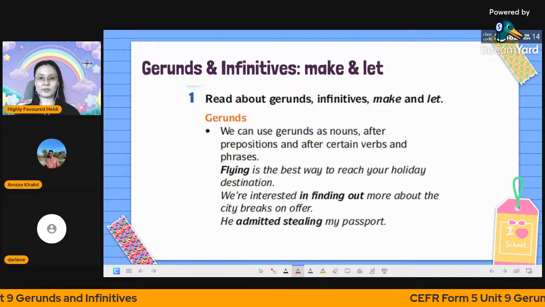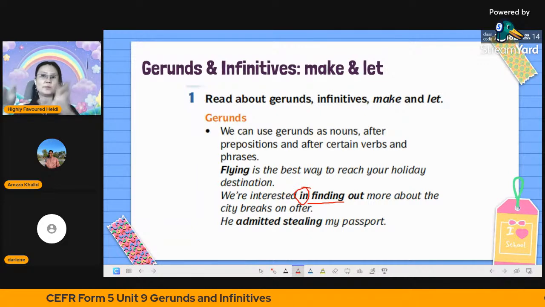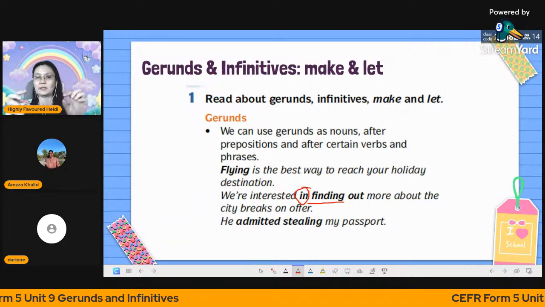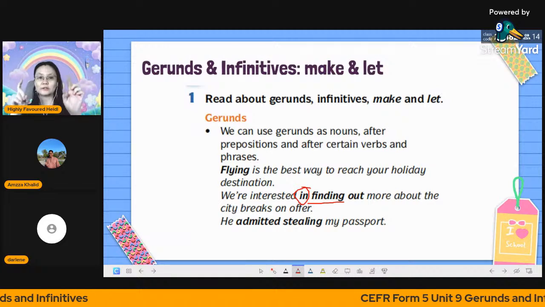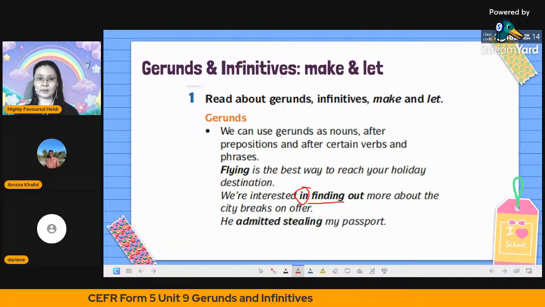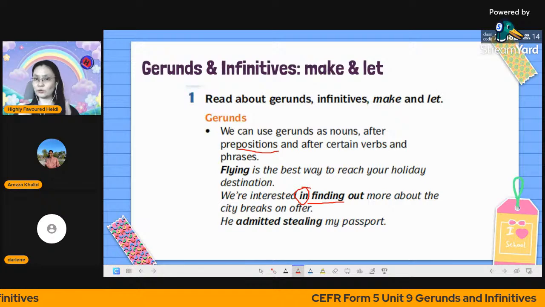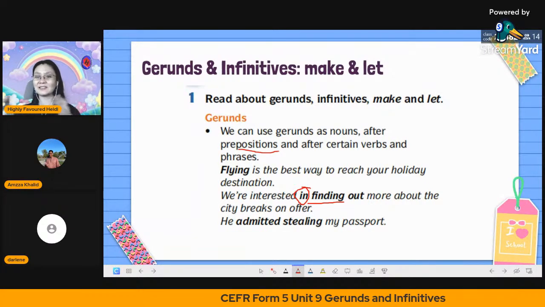Okay, then it's like we are interested in finding out. There's a preposition here. So the -ing with the preposition might, not all the time, change into a noun. That's why you say we can use a gerund as a noun after a preposition. Later I'll show you more. And after certain verbs.